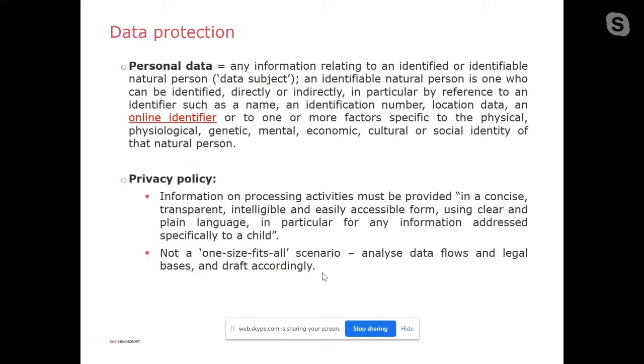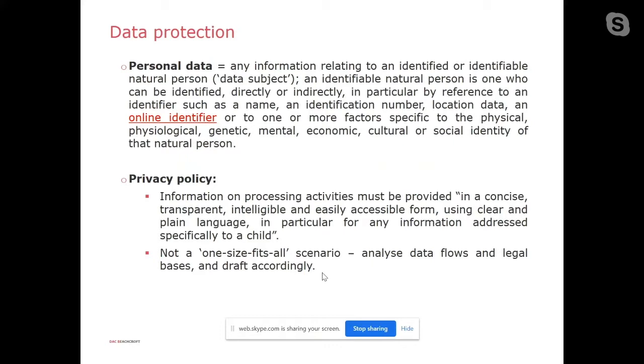Consent is not actually as robust as you might think. Under GDPR rules, a data subject must be able to withdraw their consent as easily as they gave it. So it's important to think through those legal bases carefully. Also, that privacy policy will need to tell data subjects about who their data is being shared with as well.